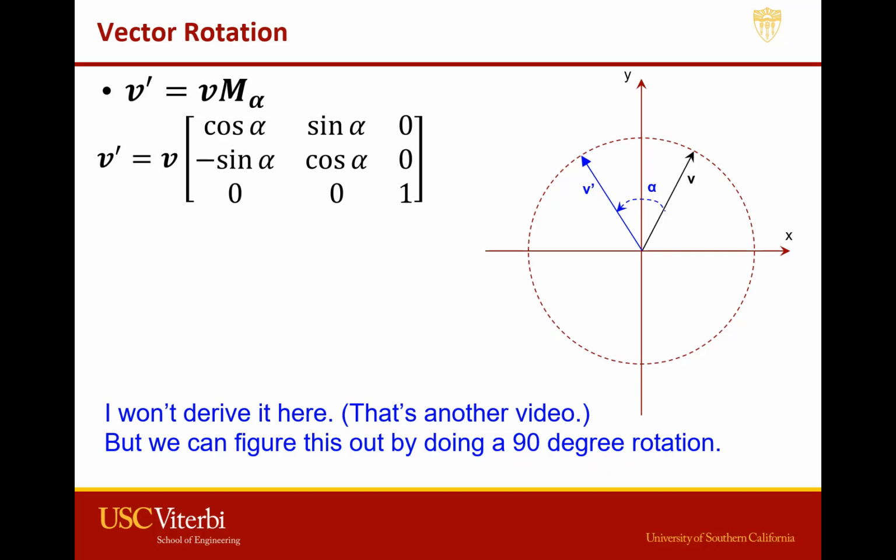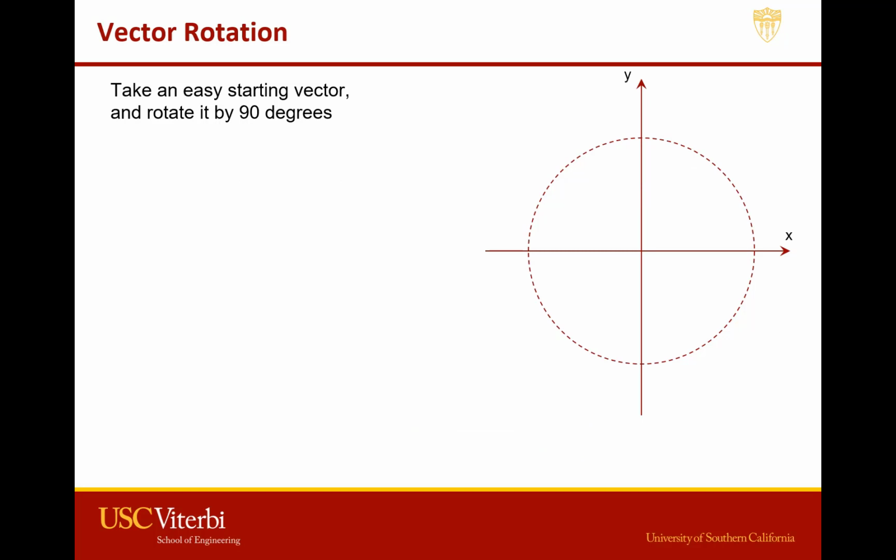And since I know what the 90-degree rotation is supposed to do, I can easily work out where these terms go. Let's do a demonstration. We'll start with a very easy vector. The easiest vector you can possibly imagine is just the x vector, a unit in the x direction. We'll start with that, and we're going to rotate it around our curious axis by exactly 90 degrees.